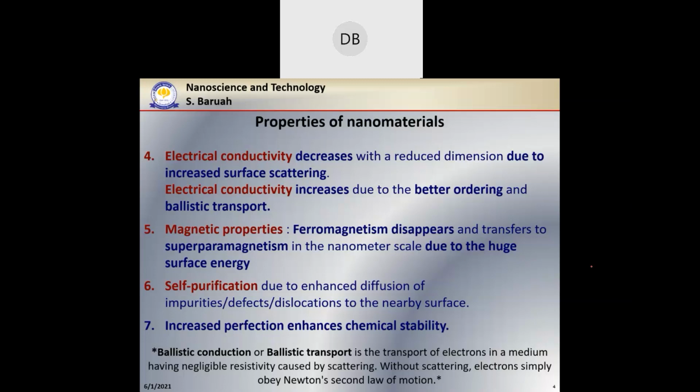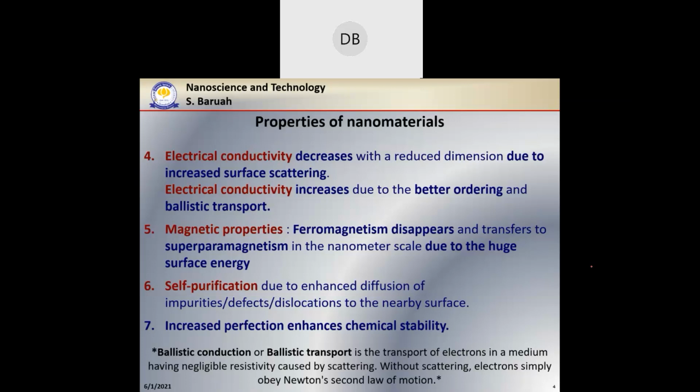Then another property is self-purification. That's why nanomaterials are considered to be very, very pure. Because as they form, through a natural tendency, they try to purify themselves. That means purify in the sense that if there are certain defects in the form of maybe excess atoms or lack of atoms in the right places, we call them voids or vacancies.